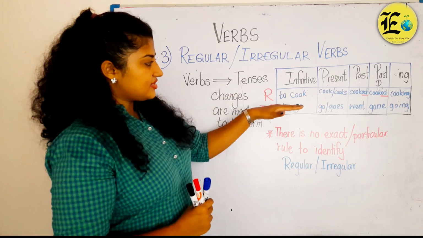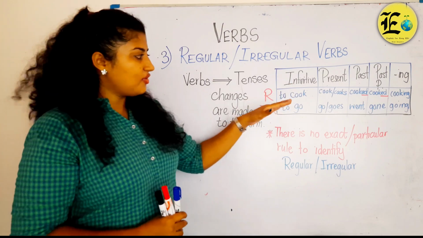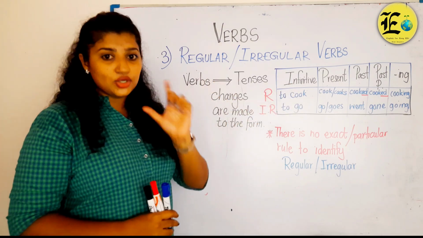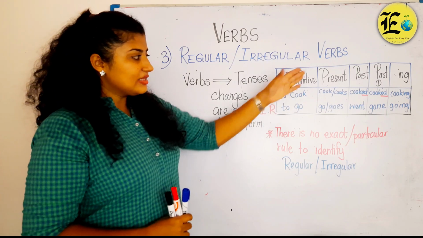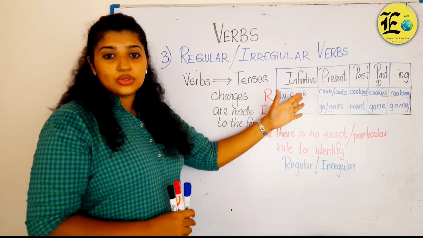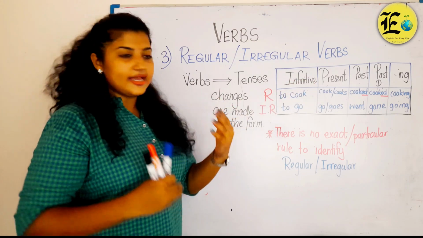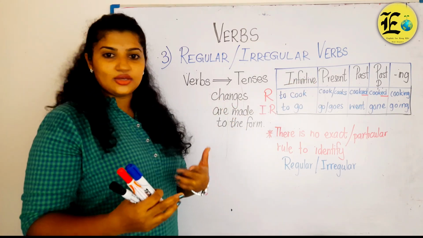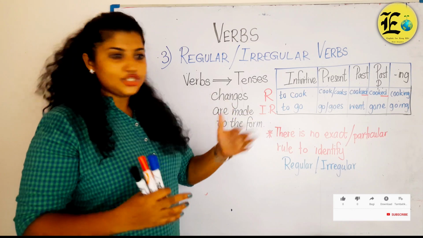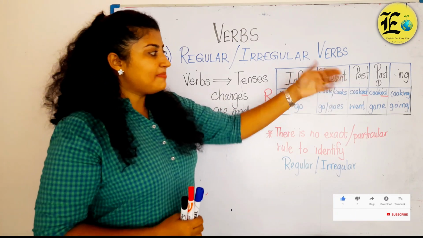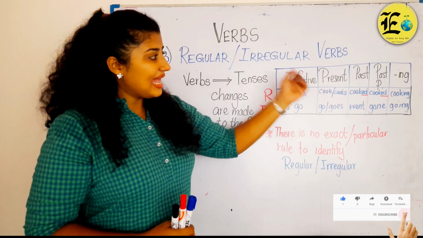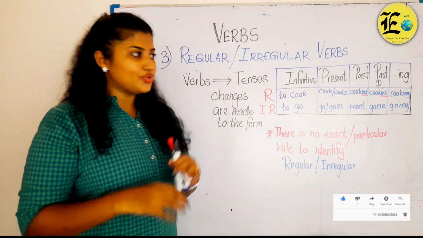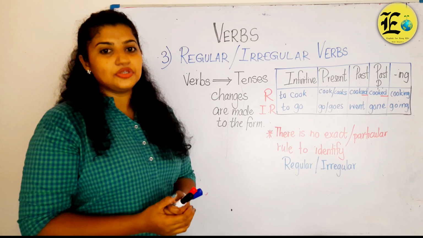In the first, the base form or the infinitive form, we have taken the verb cook. So, to cook is the infinitive form. The present tense form is cook or cooks. That means I cook, they cook, we cook, and you cook. But he, she, it cooks. And the past tense of this verb cook becomes cooked. And the past participle is also cooked. And the ing form is cooking.